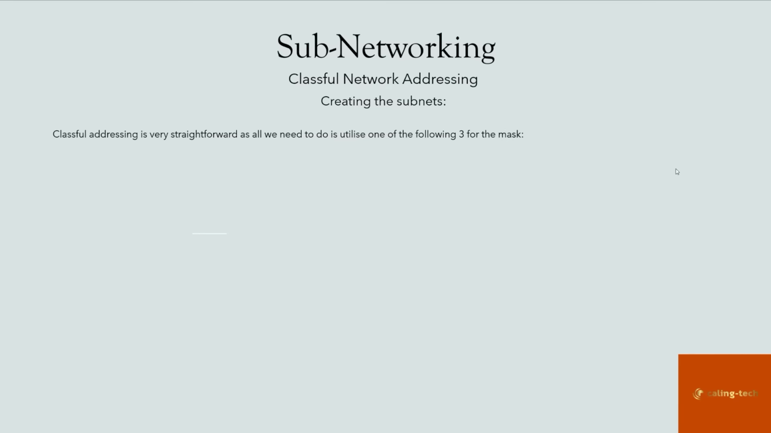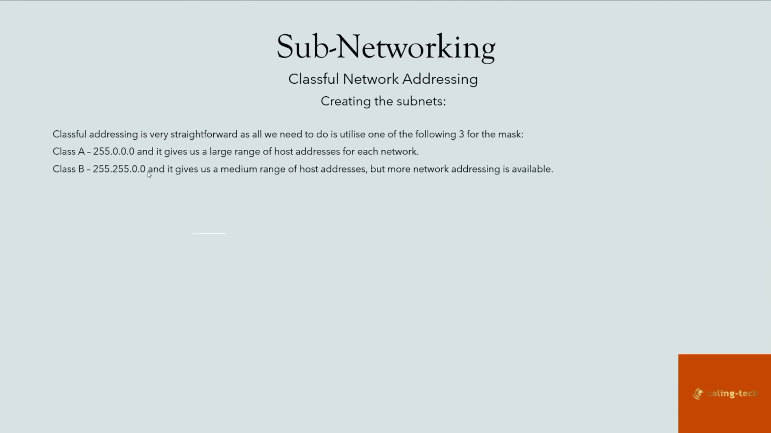So classful addressing is actually very straightforward, as all we need to do is utilize one of the following three for the masks, as we've already noted. So this is a little bit of a recap, really. So the class A, which is a 255.0.0.0, and what that gives us is a large range of host addresses, hence the 24 binary bits available to us for host addressing. However, that does compromise the amount of networks. So we have few networks, but a large amount of hosts per network.